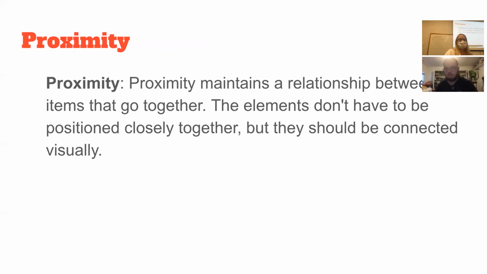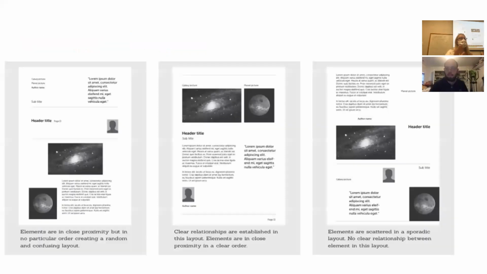And then proximity, how we position things near each other and how that helps the eye focus and group things together. Our eyes like things grouped in a certain way. We might like the pictures grouped and the words grouped. And so we decided that this one is the easiest to follow because everything kind of follows a train of thought that makes sense.